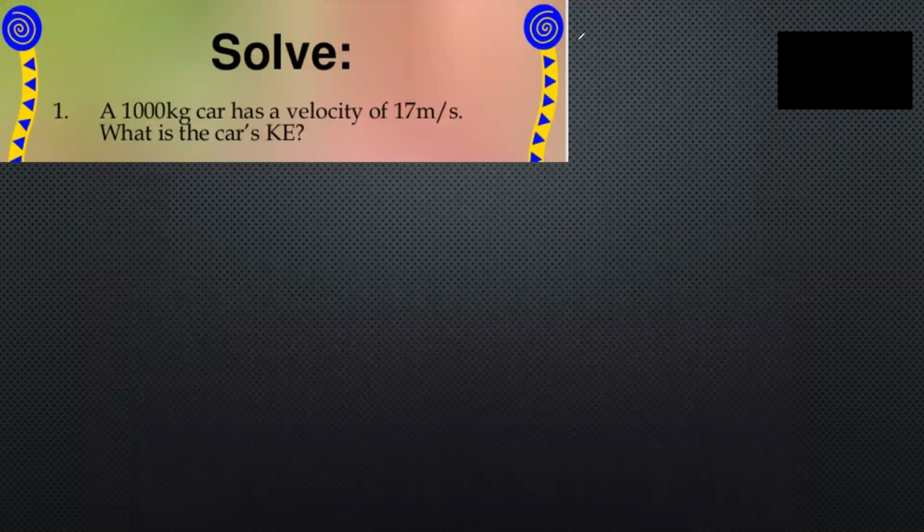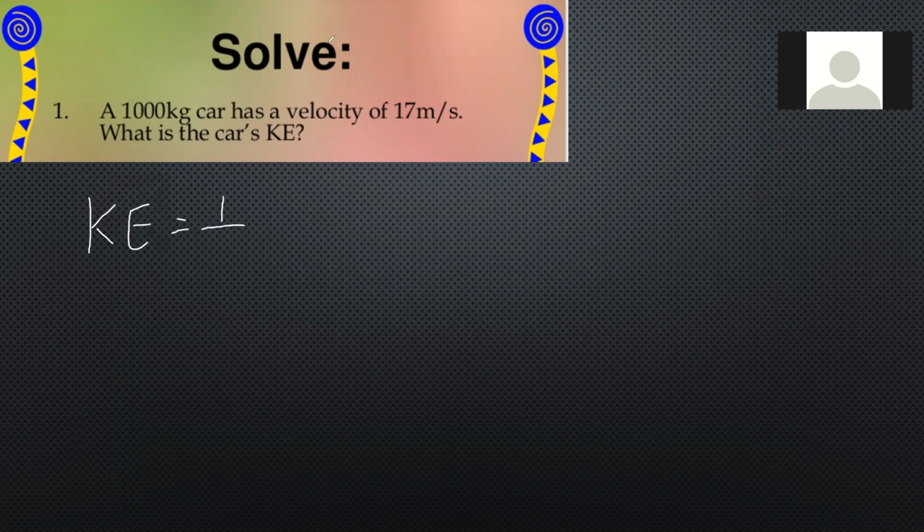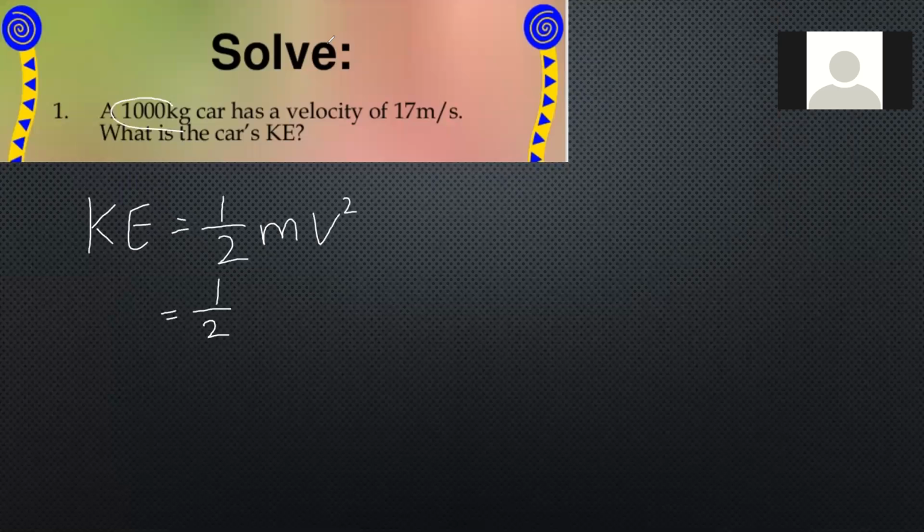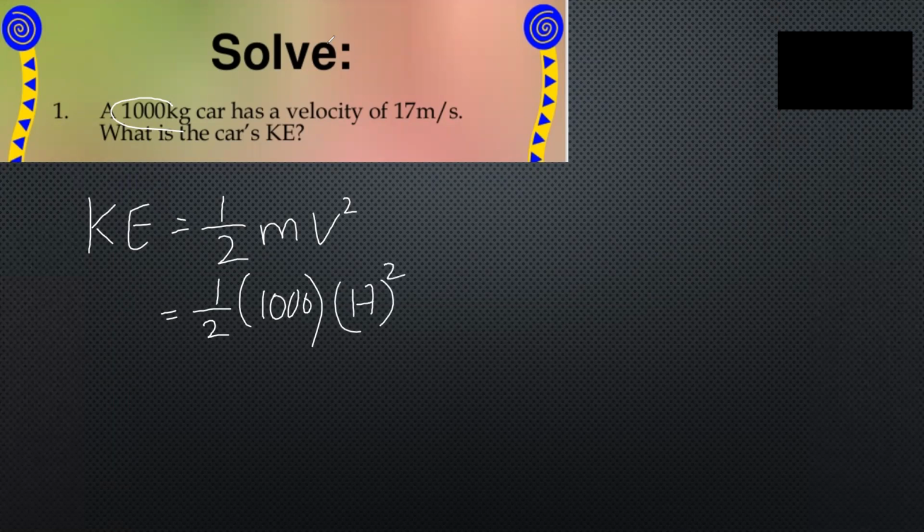Let's have another example. A 1000 kilogram car has a velocity of 17 meters per second. What is the car's kinetic energy? I need to find the kinetic energy, which equals half times mass times velocity squared. So half mv squared, yes. Half times the mass, 1000, times the velocity 17 squared. So it will be 500 times 17 squared.